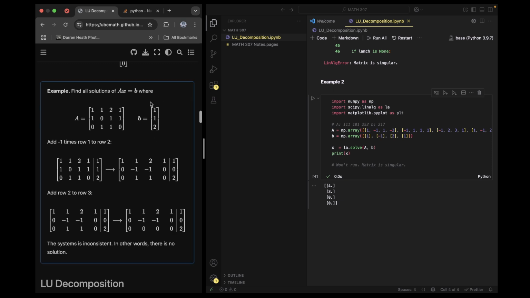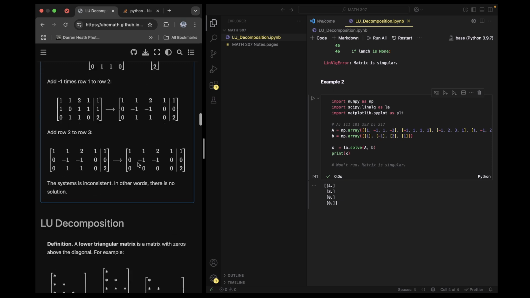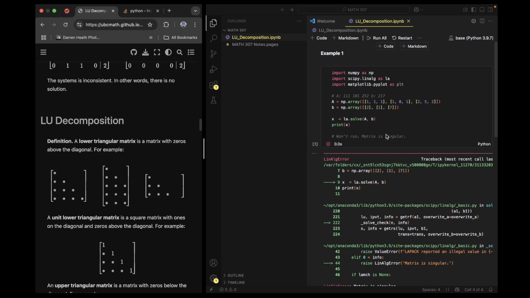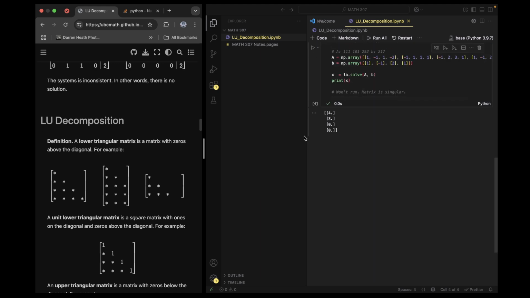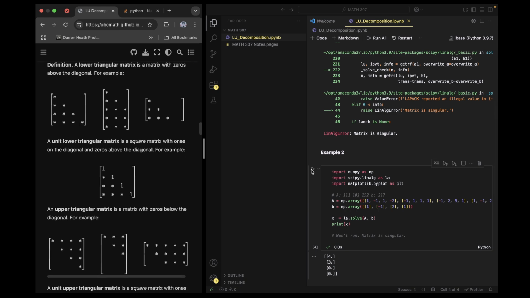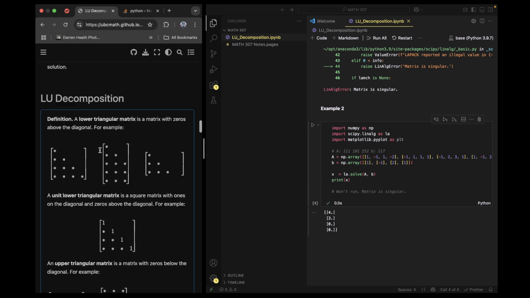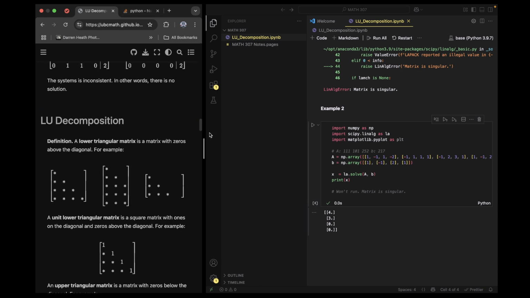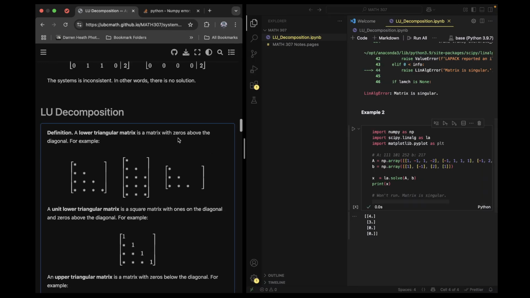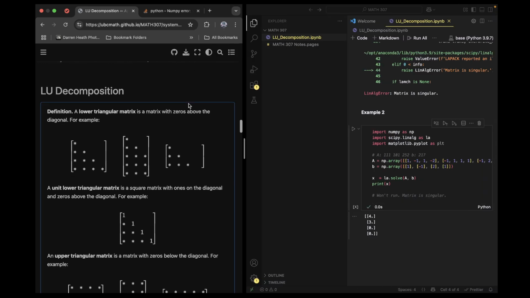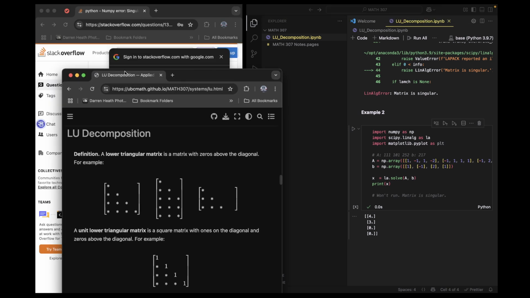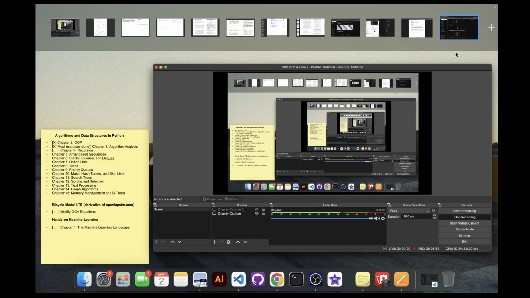Okay, I'm assuming if we do example 3, we'll get something similar to example 1. Yeah, I think now we get to a little bit of the protein. So, okay, I think we have to take notes because I've never heard of LU decomposition before.